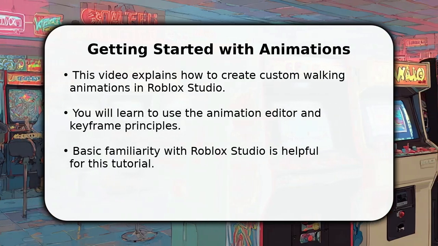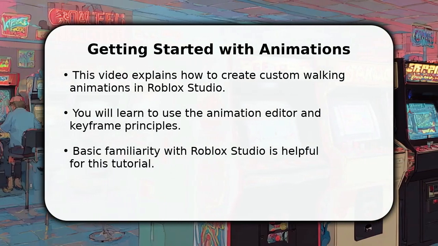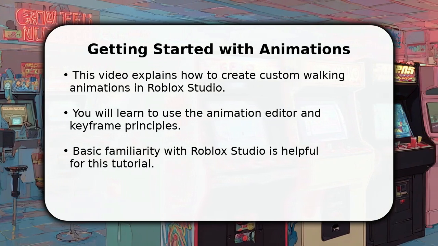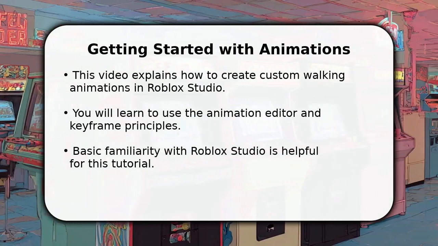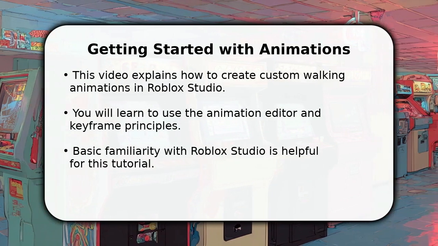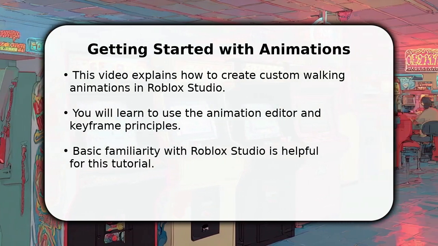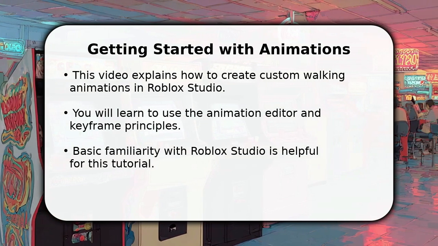In this video, I will explain how to make Roblox walking animation. First, launch Roblox Studio and open your game or a new place. Next, insert a character model, often found under the Rig Builder plugin, choosing an R6 or R15 rig.